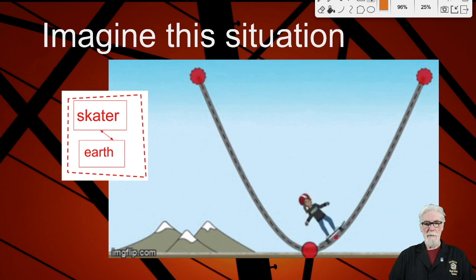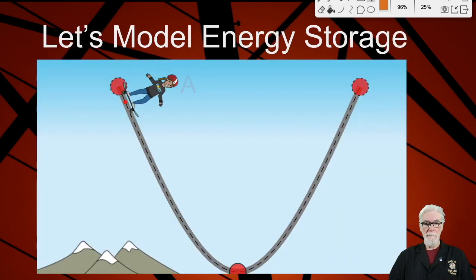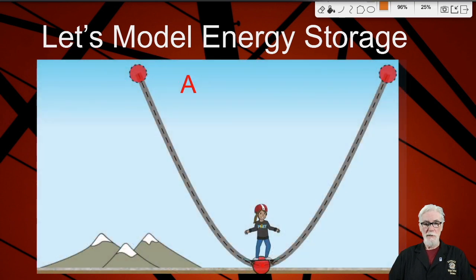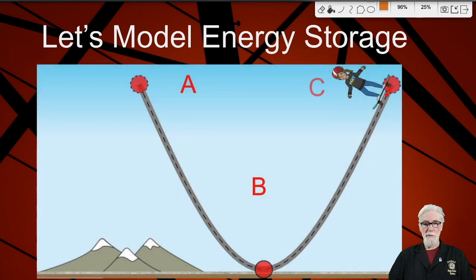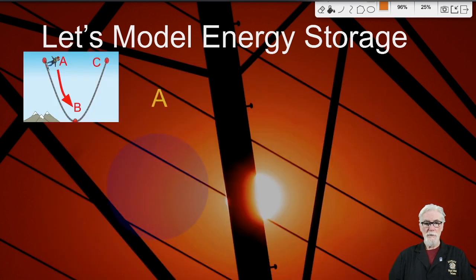As we analyze this system, we're going to consider the skater and the earth into the system so it's closed and there are no other interacting objects. Let's model energy storage at 3 different positions. A, at the top of the half pipe on the left-hand side when she's just starting out. B is at the very bottom, and then C is at the top on the other side. We'll use all of our tools.